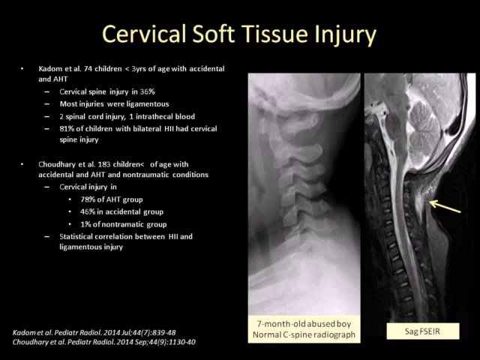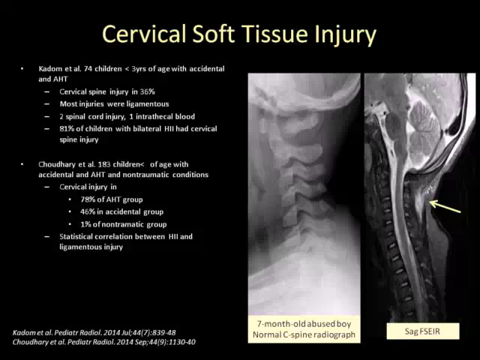So 2 papers came out this year looking at the incidence of soft tissue injury of the spine in children with accidental and abusive head trauma. And there were similar results in both the recent reports. And what these authors found is that cervical spine injury is quite common in children with accidental as well as abusive head injury, seen in 36 to 78% of children.